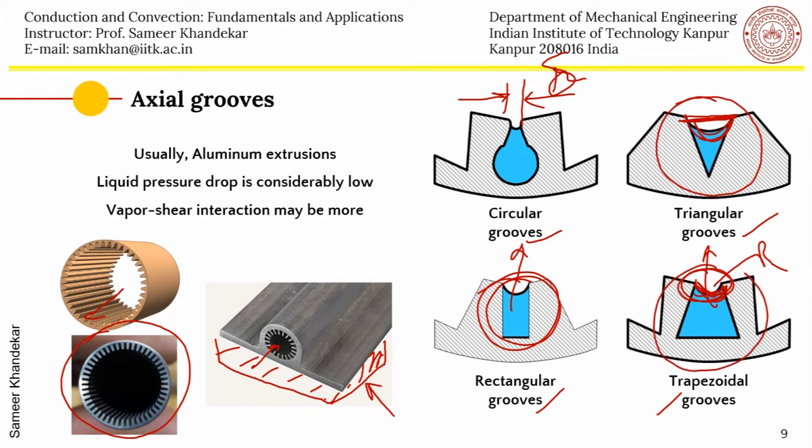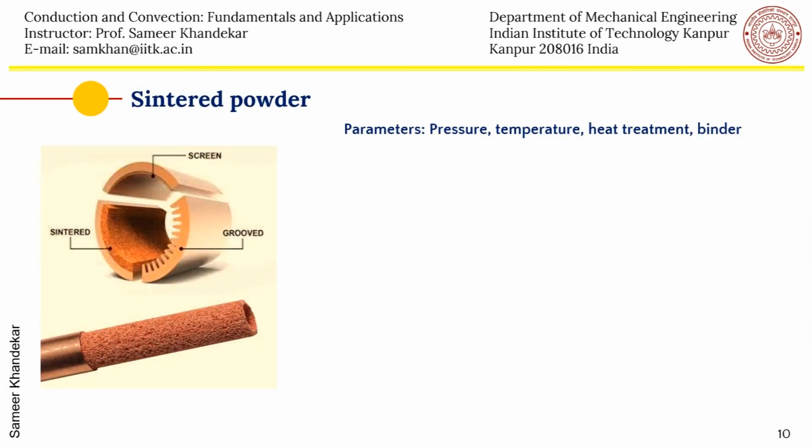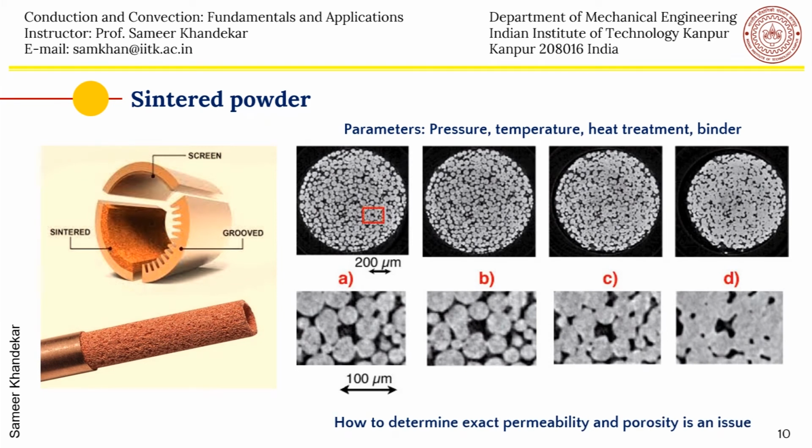Then there are sintered powder wicks. You can see all the three here: screen wicks, sintered powder wicks, and grooves. Just for illustration purposes, in any given condition, there will be only one type of heat pipe, one type of screen mesh. And you can see here sintered powder copper mesh, which is controlled. The porosity and permeability are controlled by the pressure, temperature, heat treatment, and the binder material.